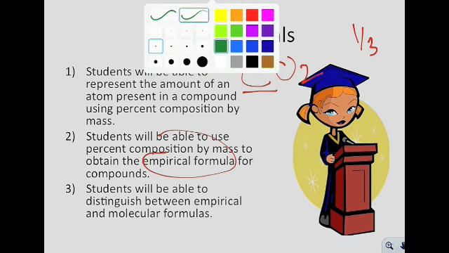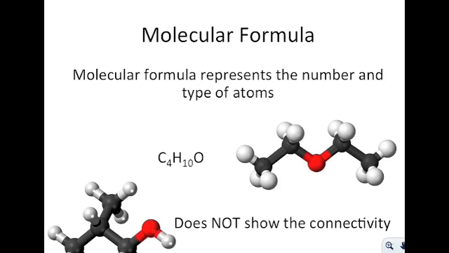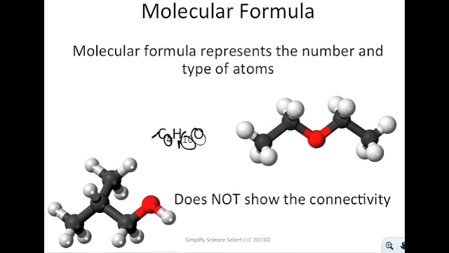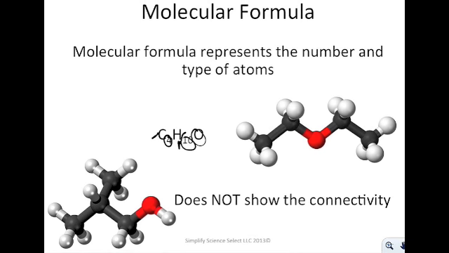So, the first thing we want to do is look at what a molecular formula is. A molecular formula represents the number and type of each atom. So, for example, you have 4 carbons, 10 hydrogens, and 1 oxygen. What you should realize is that the molecular formula does not represent the connectivity of the molecule, just the number of each type of atom present in a given molecule.